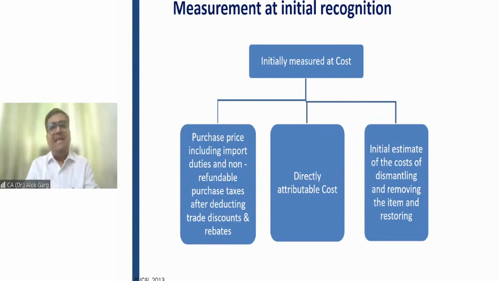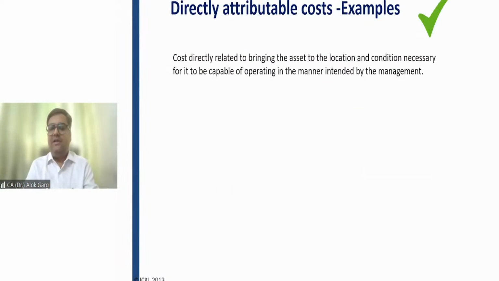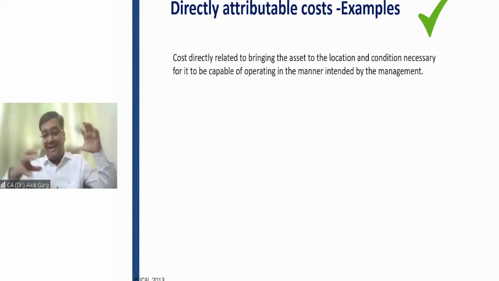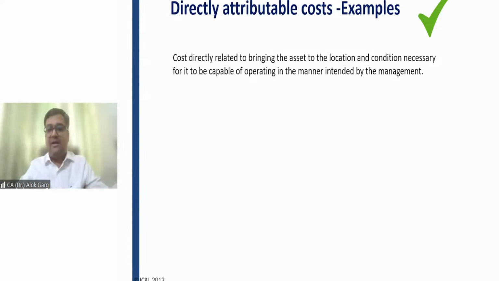So these are the 3 legs of cost. This is a very important aspect. Friends, what is meant by directly attributable cost? I told you directly attributable cost means cost directly related to bringing the asset. Remember, the example: the expenses of bringing the machine to the factory and up to producing output from the machine is to be directly attributable cost.